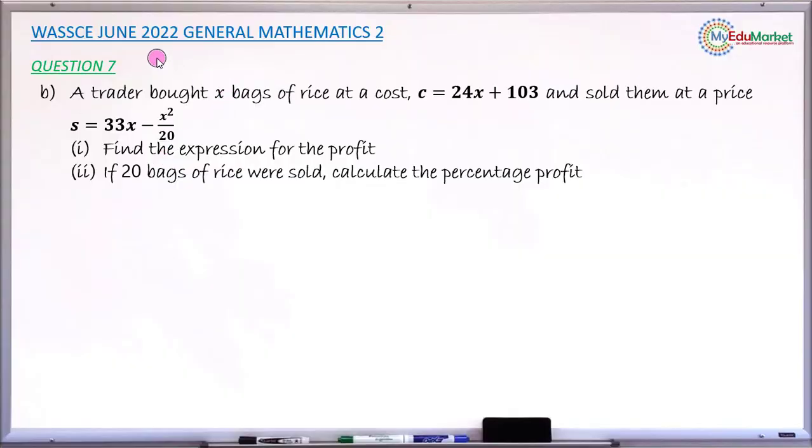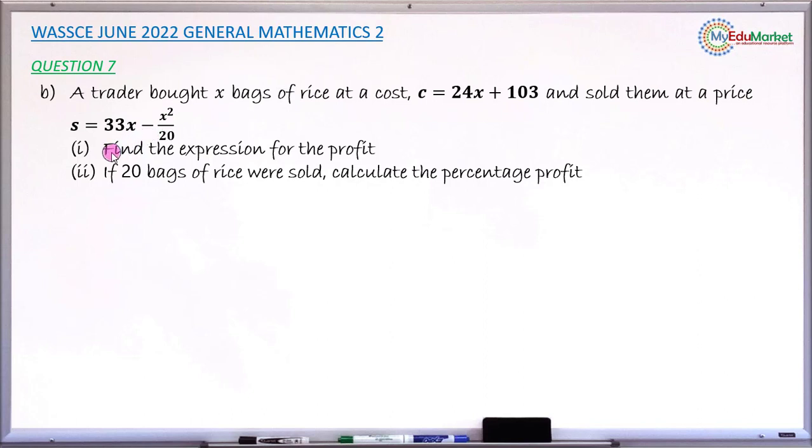This is WAEC June 2022 General Mathematics Paper 2, and we are answering question number 7b, and the question reads: a trader bought x bags of rice at a cost represented by this equation C equals 24x plus 130, and sold those bags at a price given by another equation S equals 33x minus x squared over 20.